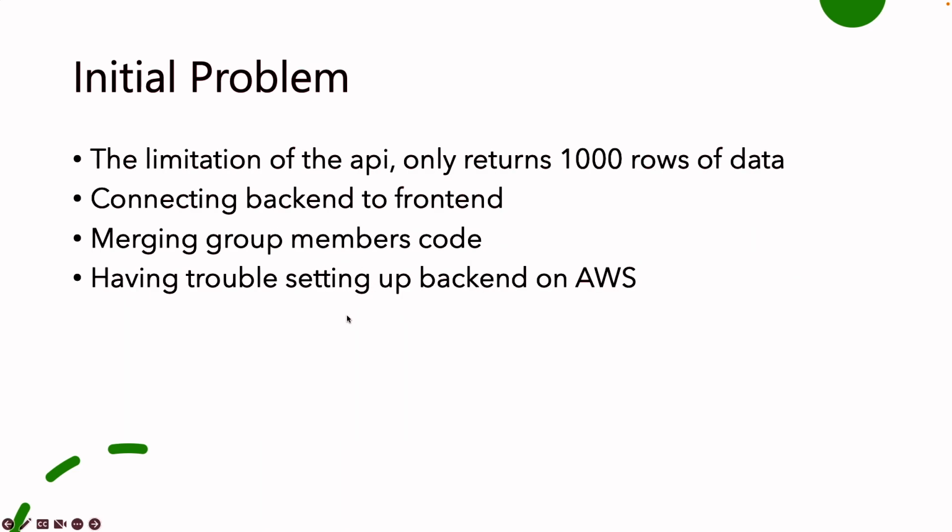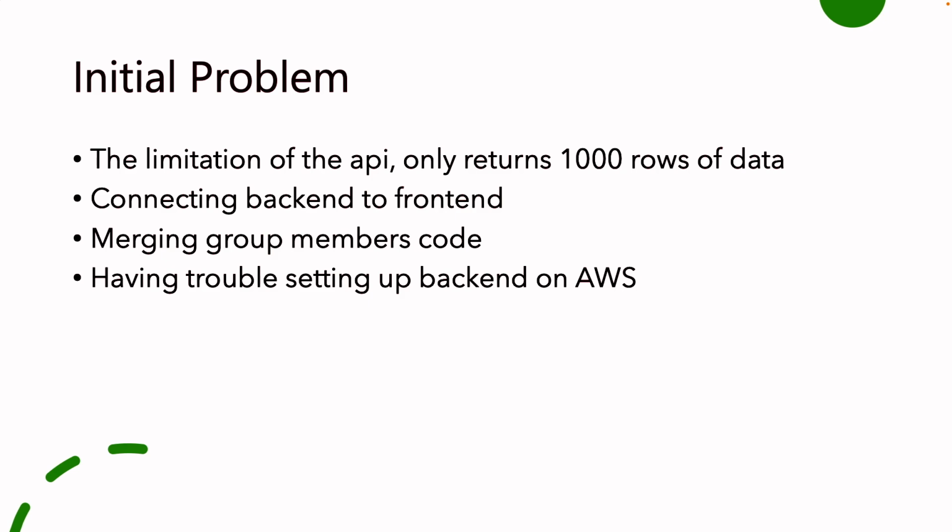So one of the initial problems we have is fetching the data. When we fetch the data without specifying the limit, it only returns 1,000 rows of data. We didn't know that initially, and it took us a little while to figure that out, but once we did, it was not that big of a problem. And then back end to front end, it's always a little bit trickier for us.